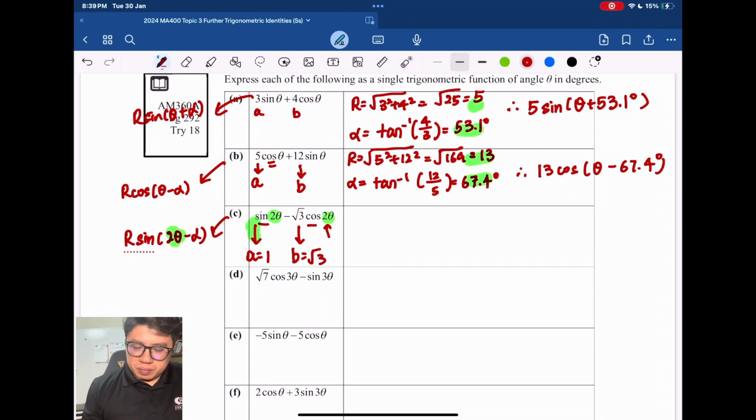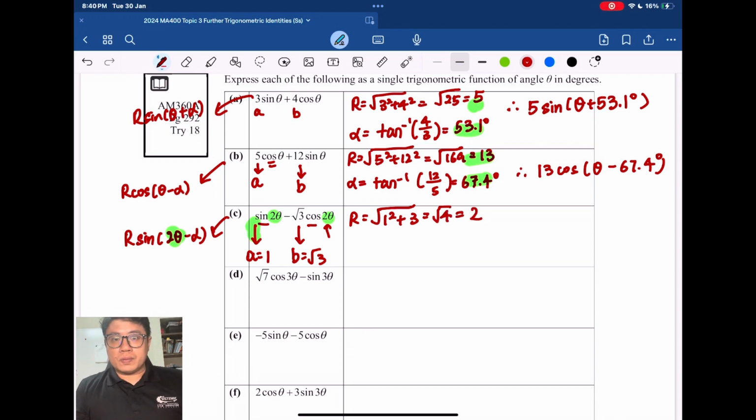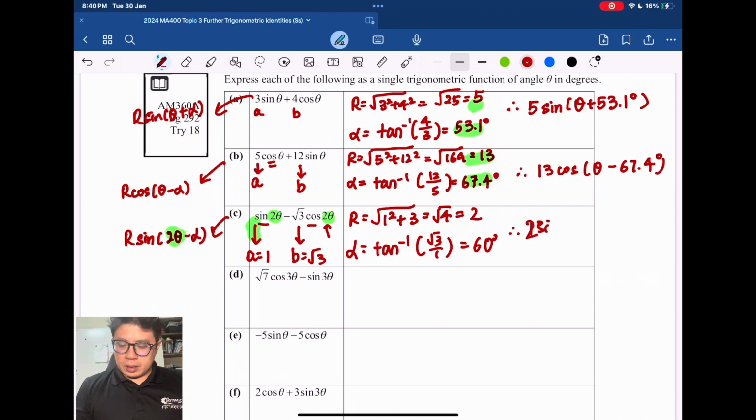Okay, so your R will be the square root of 1 squared plus square root 3 squared, which is 1 plus 3. That gives us square root 4, or 2. And from here, alpha is tangent inverse B over A, which is tangent inverse square root 3 over 1. That gives us 60 degrees. Then from here again, applying the formula, R sine, so in this case it's 2 theta, not theta, minus 60 degrees.